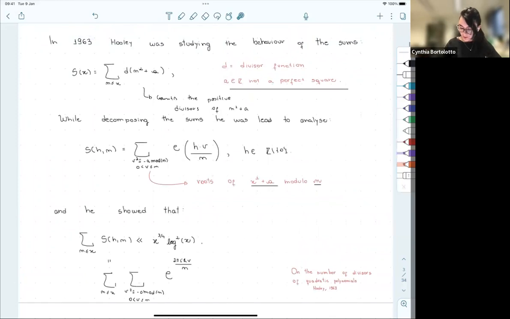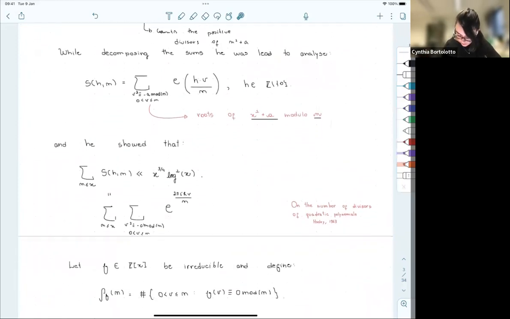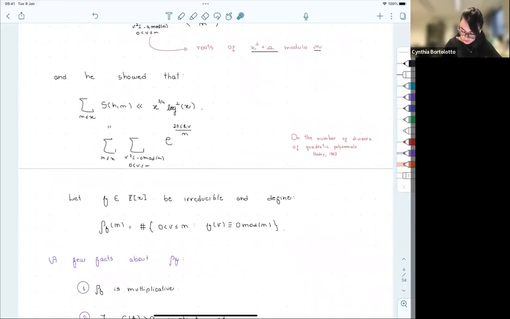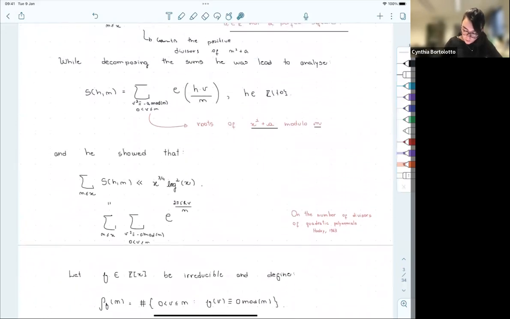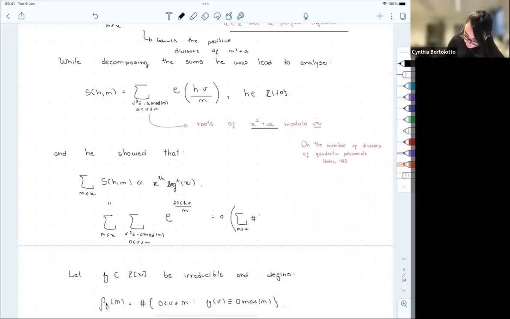But to be sure that that means something, we first need to study this function that counts the roots, because we can show that this sequence of roots divided by n of this quadratic polynomial mod n is equidistributed if this sum here is little o of the quantity of elements that we are summing, which is the sum up to x of the number of roots of this polynomial.